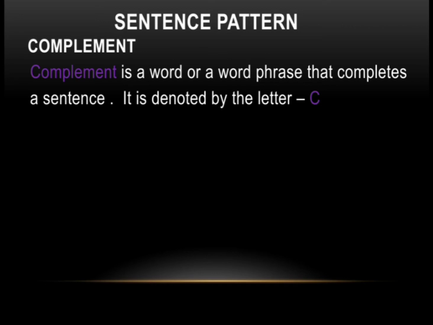The next element is the complement. What is a complement? Complement is a word or a word phrase that completes a sentence. It is denoted by the letter C. A complement completes a sentence. That is, complement is also of two types. One is the subject complement and the other one is the object complement. The subject complement completes the meaning for the subject and the object complement completes the meaning for the object. Let us see the examples.